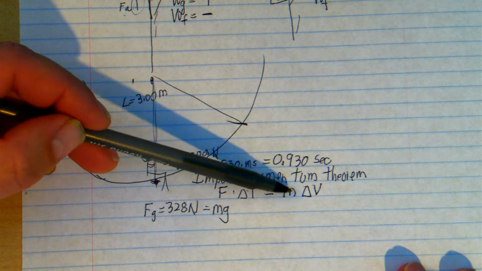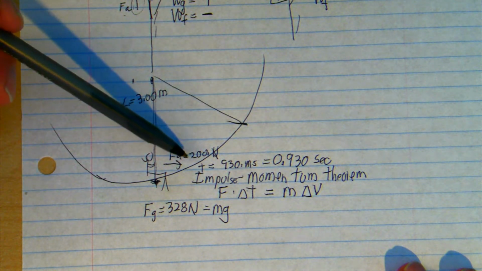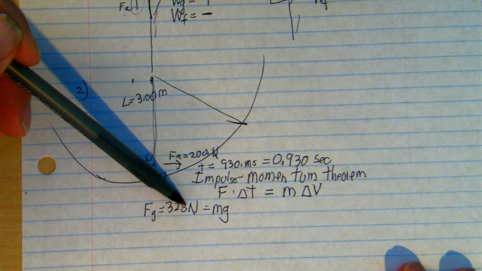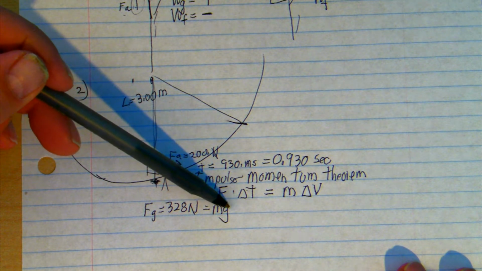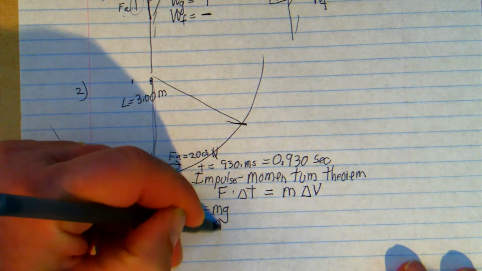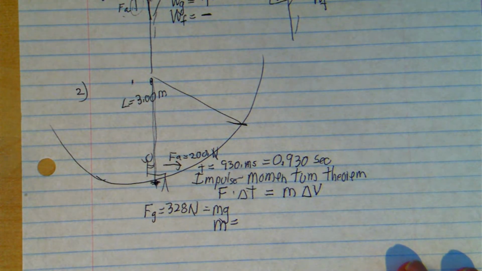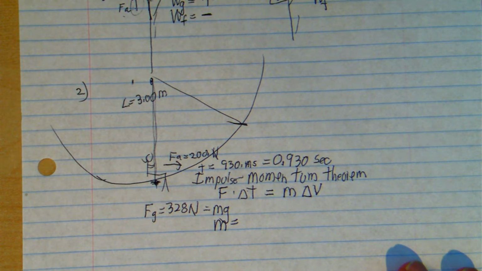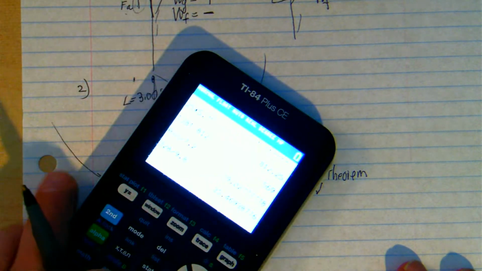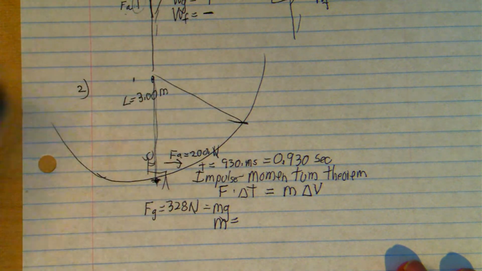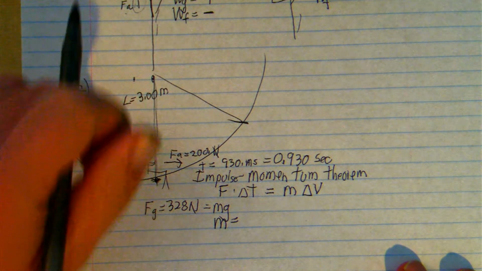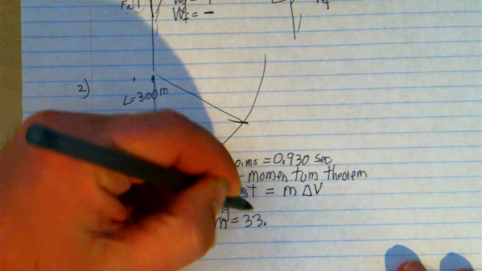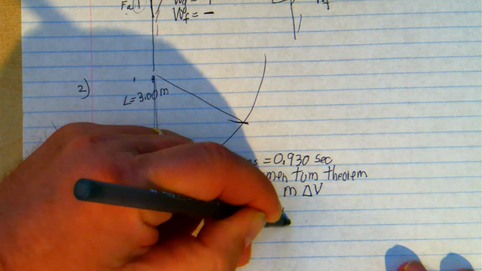I need the mass of her little sister. Her weight is 328 newtons. If I divide that by g, I will get the mass of little sister. 328 divided by 9.8, enter. Beep, beep, beep. And it says 33.46938776, which means 33.5 kilograms.